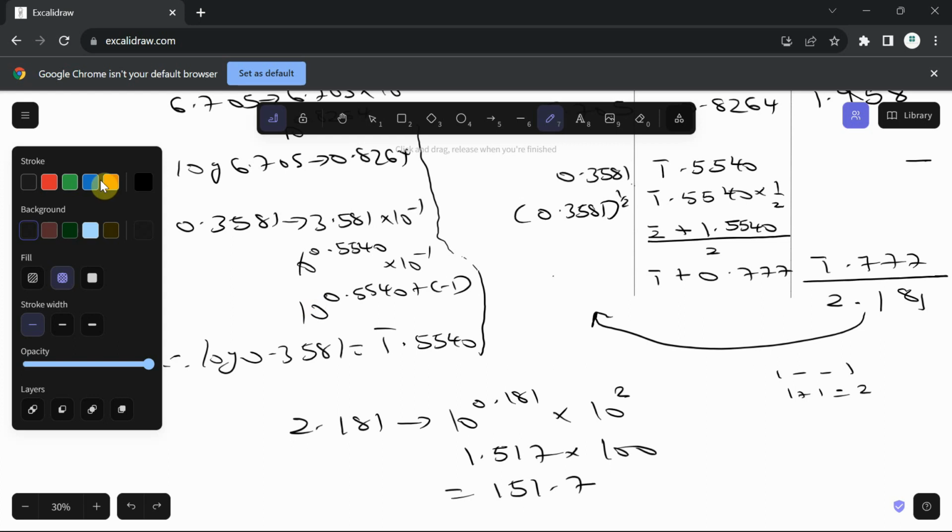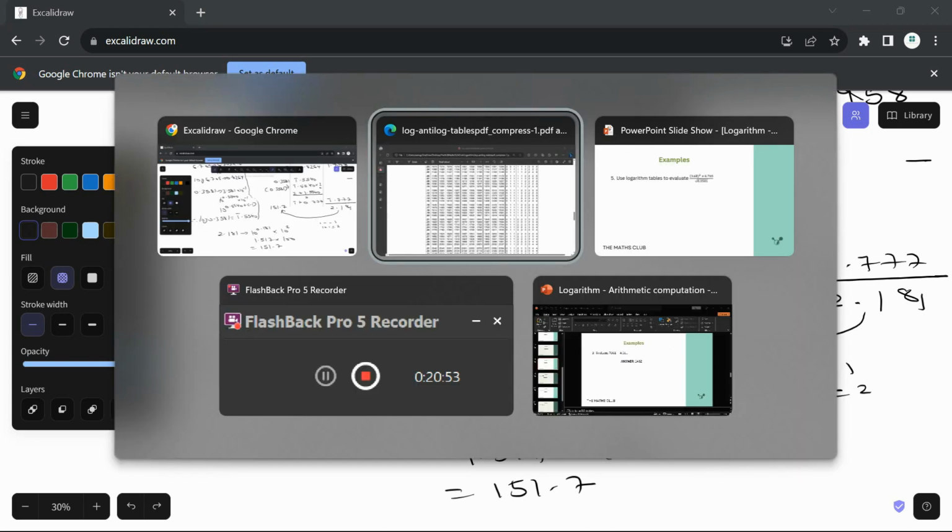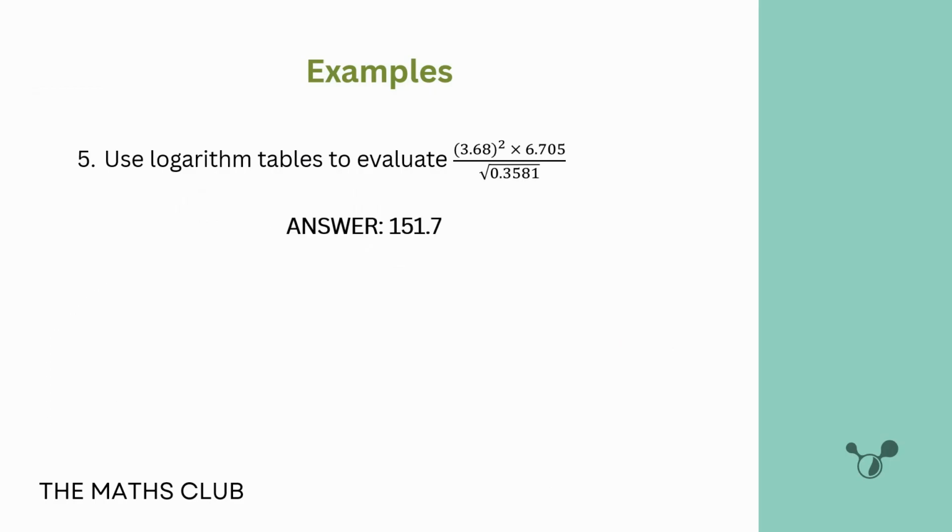Let me put it here first. So this is 151.7, right? But let me move it down and underline it so that it is not too close to this. So this is 151.7. Great. Let's see if our answer is correct. Great, so our answer is correct.